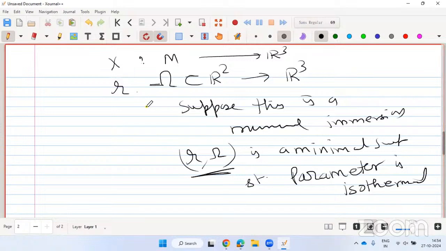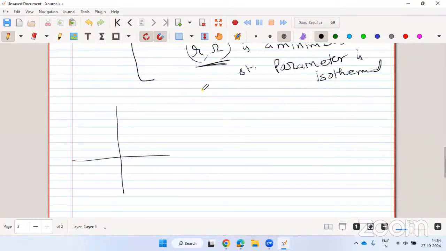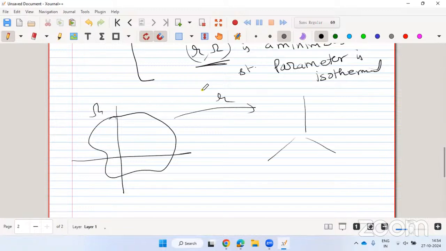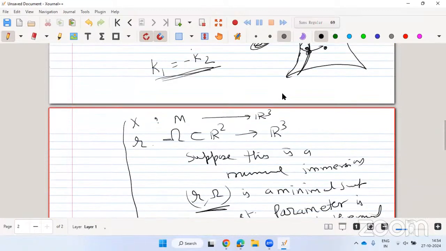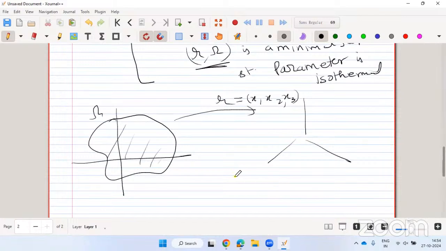What is the setup? First let us understand the setup. You have R2 and this is your omega, and then this is your R, which can be written as (x1, x2, x3). Now you take some point here, and suppose you take two curves, and corresponding to R you take these curves here.